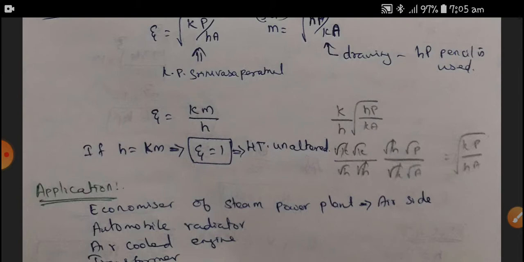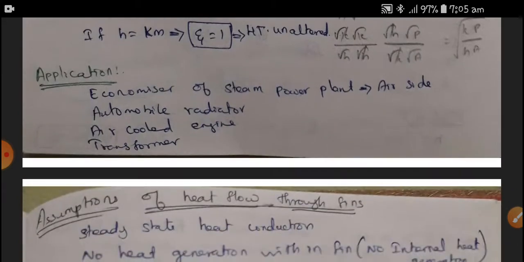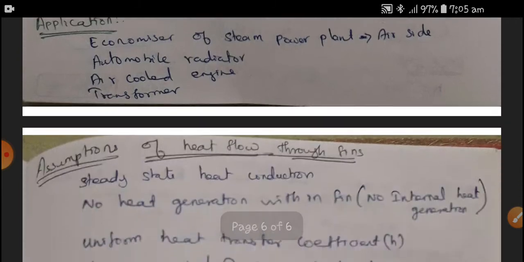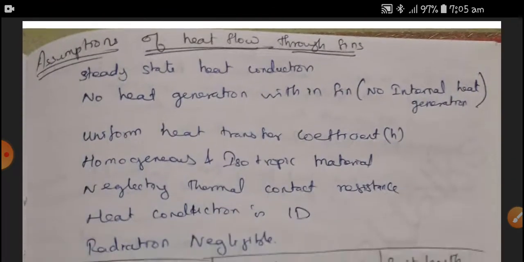The applications of fins are like the economizer in a steam power plant, where the air side is finned, automobile radiators, air cooled engines and transformers. Let us go with the assumptions of heat flow through fins. We assume that in the fins there is steady state heat conduction and no internal heat generation within the fins.